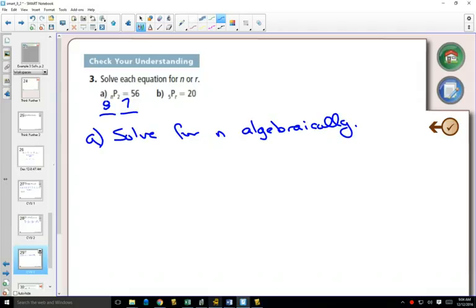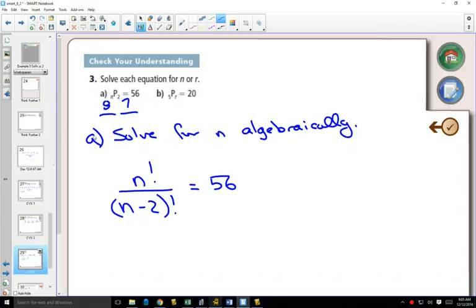But when it says solve for n algebraically, they want you to use the formula. So nP2 is n factorial over n minus 2 factorial is equal to 56. Now to simplify factorials, we always expand the bigger one. So again, you're going to have to look at the n factorial on the top and the n minus 2 factorial on the bottom, and have to ask yourself which one's bigger. And in this case, the n is bigger.